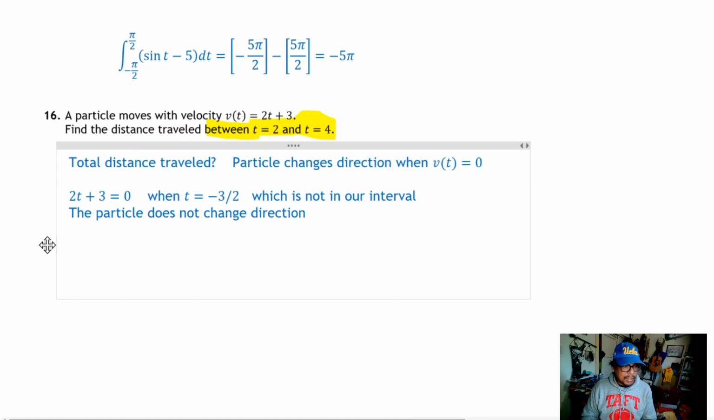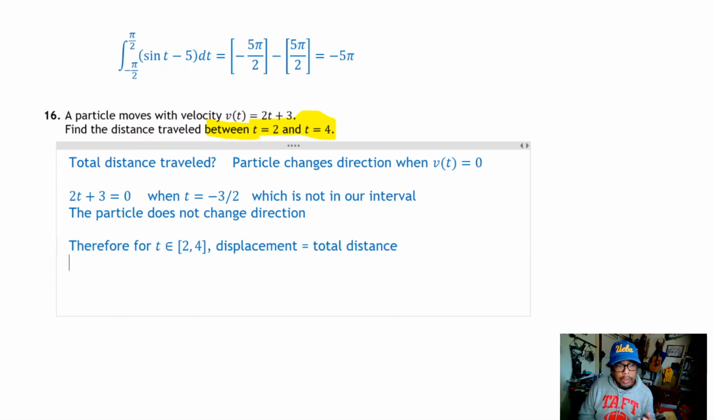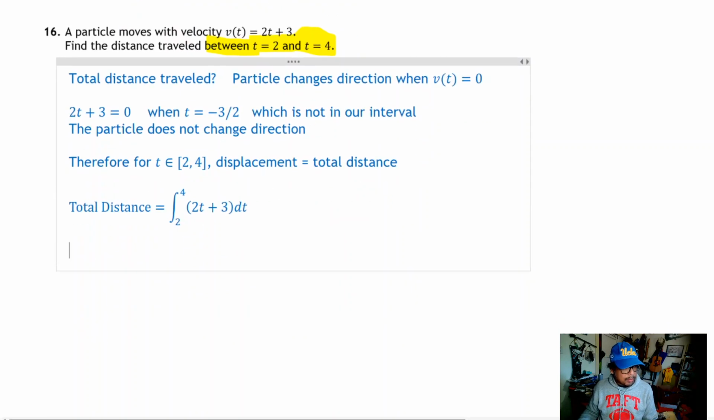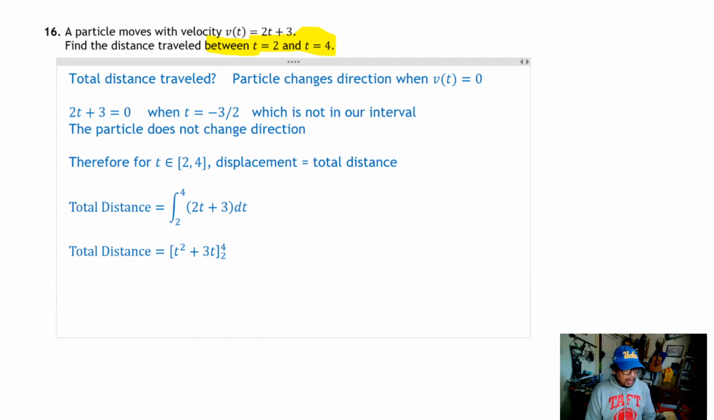So the particle does not change direction, and for t between 2 and 4, displacement and total distance are the same thing. So we'll just find the integral from 2 to 4, and that will be the total distance traveled. So total distance is the integral from 2 to 4 of 2t plus 3. And so total distance is t squared plus 3t, evaluated from 2 to 4.